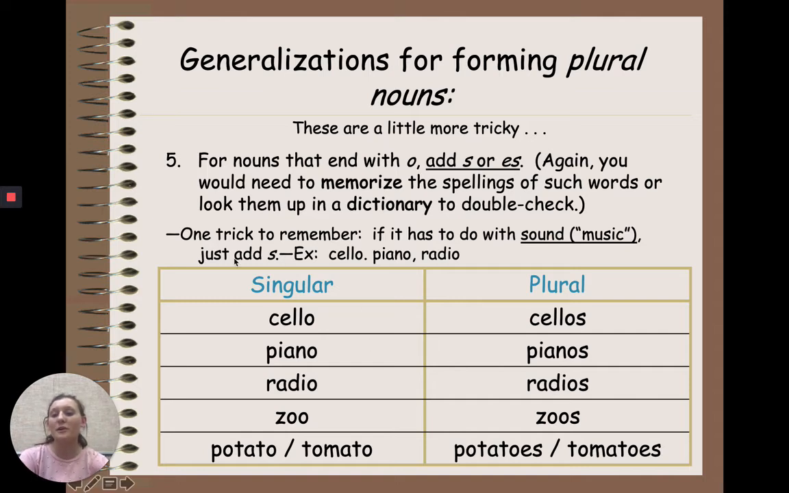Now there is one trick to remember, is that if it has to do with sound, such as music, all you're doing is just adding S on to the end of the singular word. So we saw that down here, that cello and piano and radio all have to do with sound or music, and all we did was add S on to the end.